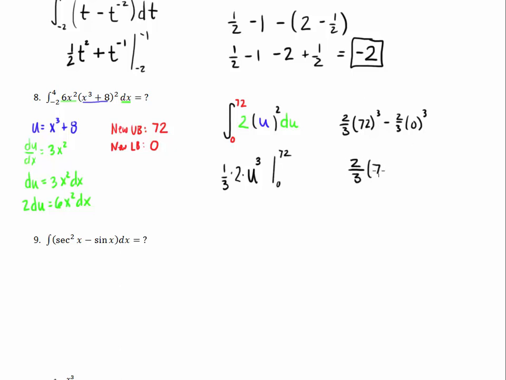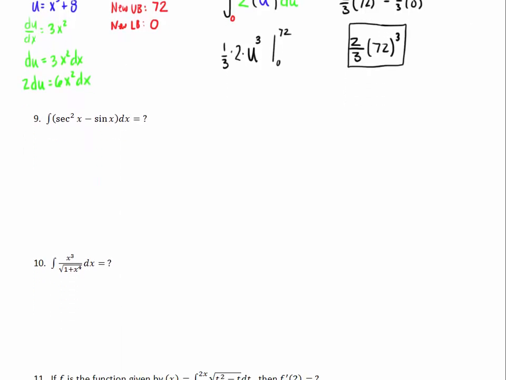So we got 2/3 on whatever 72 cubed is, which if you're really bored and wanted to figure it out, when you simplify this all out, it becomes 248,832. But this answer right here is sufficient. All right, problem number 9.